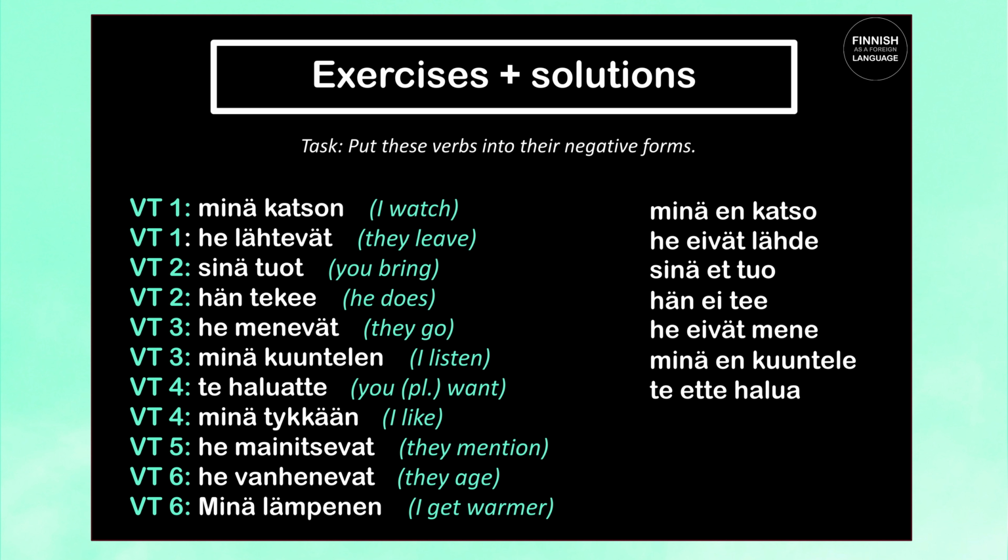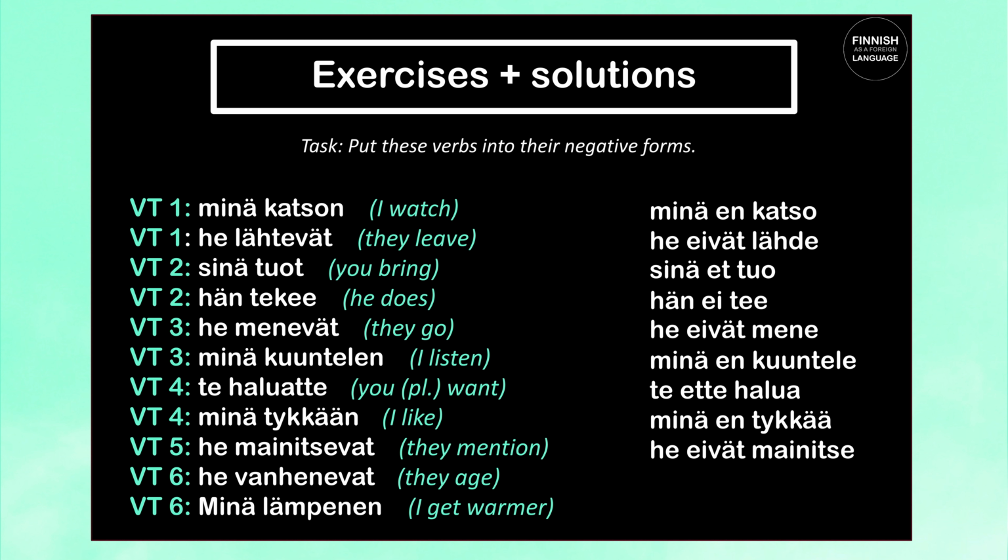Next one, minä tykkään means I like. The negative form is, excellent, it's minä en tykkää. Also, this verb is affected by the consonant gradation, and its basic form is tykätä. Next one, verb type 5. He mainitsevat means they mention. The negative form is, very good. It's he eivät mainitse. He eivät mainitse. They don't mention.